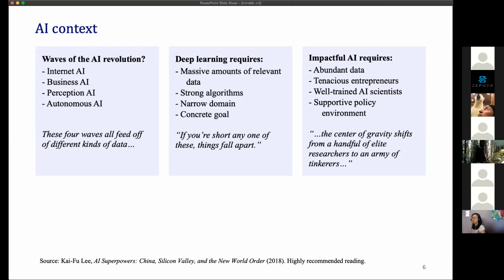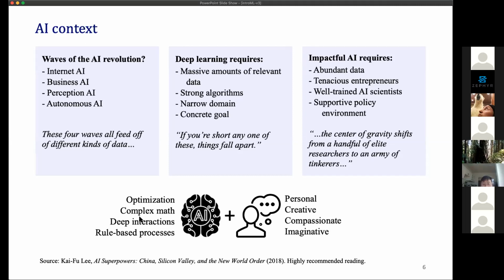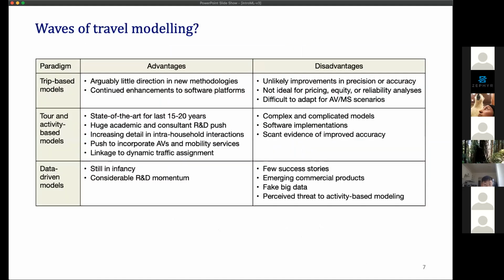I view this as a duality, where there are some things that we humans are always going to do better than machines, and there are some things that machines we just are not going to be able to compete with. In my mind, the most important place to be is where you're harnessing both of those in order to do greater things than you could do with either one of them individually. So the 4 waves of AI correspond to the 3 waves of travel demand forecasting, or at least as I've liked to characterize them.